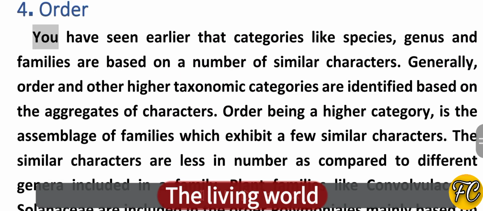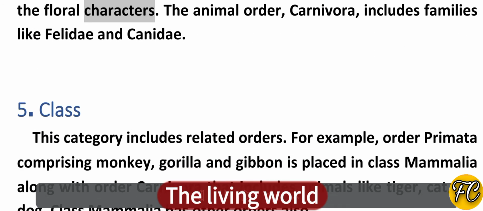4. Order. You have seen earlier that categories like species, genus and families are based on a number of similar characters. Generally, order and other higher taxonomic categories are identified based on the aggregates of characters. Order, being a higher category, is the assemblage of families which exhibit a few similar characters. The similar characters are less in number as compared to different genera included in a family. Plant families like Convolvulaceae, Solanaceae are included in the order Polemoniales mainly based on the floral characters. The animal order, Carnivora, includes families like Felidae and Canidae.